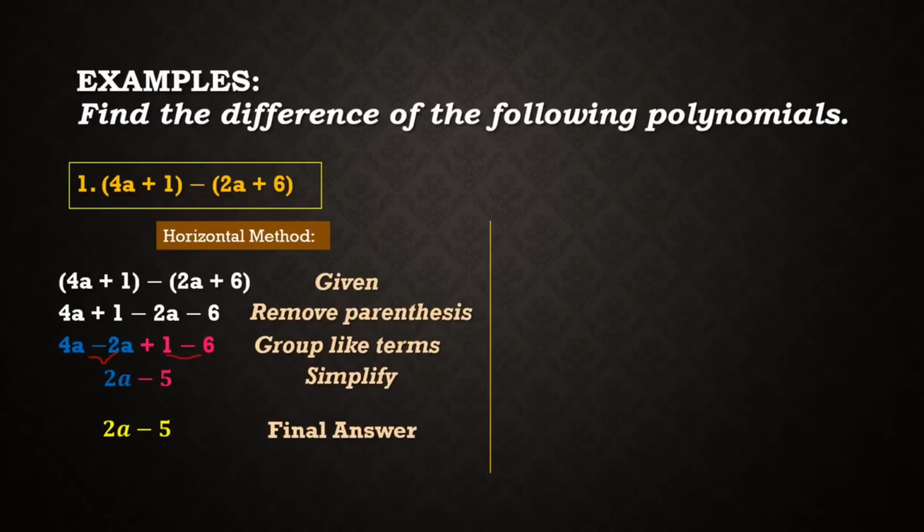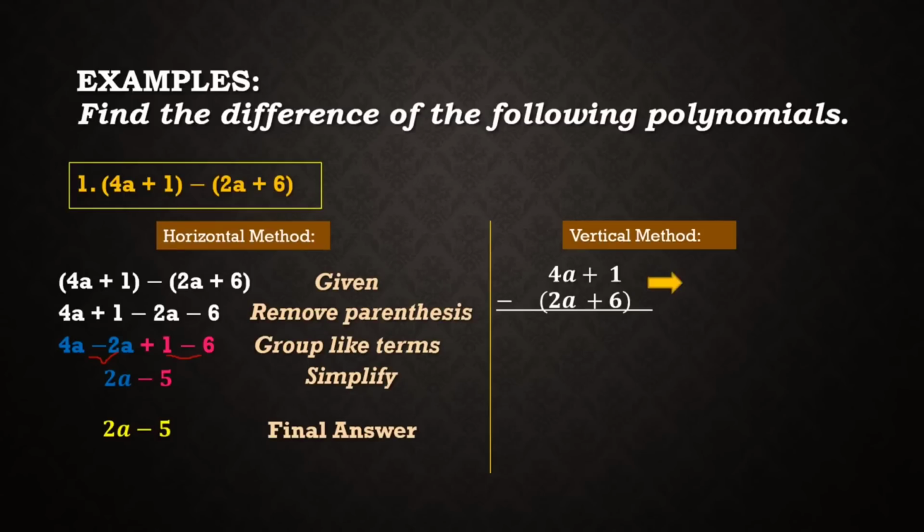Now let us use the same problem, but this time we are going to use the vertical method. For the vertical method, we write first our given 4a plus 1 minus the quantity 2a plus 6. But we have to rewrite by copying our minuend and then change the operation into addition.